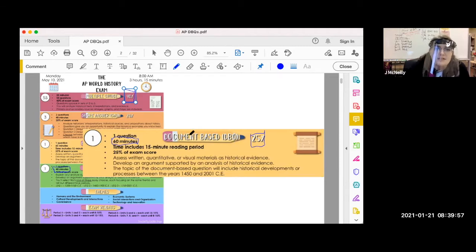But as you're going through that 15-minute reading period, take notes, okay? Start writing on the documents, because remember, that is your copy of the documents. It's not a class copy where they're like, oh, don't write on it because the next class has to use it. That is yours. You're the only one who's going to get that test paper.